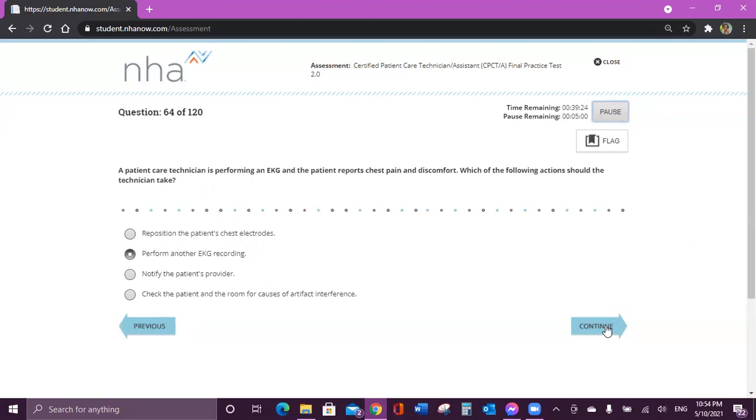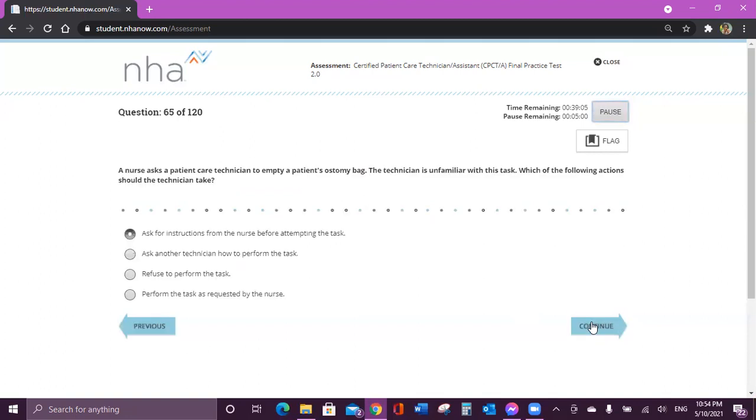A patient care technician is performing an EKG and the patient reports chest pain and discomfort. Which of the following actions should the technician take? Performing another EKG? No. Responsible the patient chest electro. Notify the provider. Notify the provider.